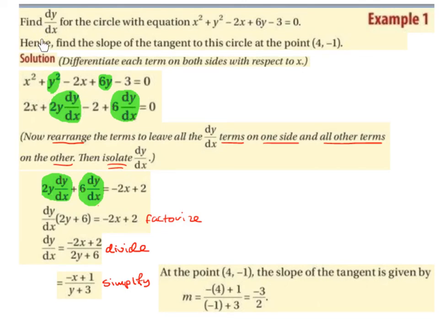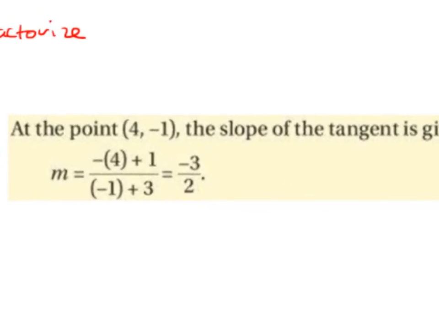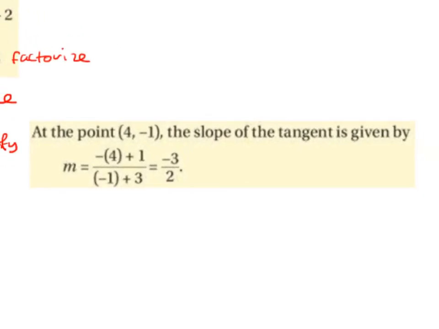Now, hence, we want to find the slope of the tangent to the circle at the point (4, -1). So we take our derivative, (minus x plus 1) over (y plus 3), and we sub in an x value of 4 and a y value of minus 1. So we get (minus 4 plus 1) over (minus 1 plus 3), which gives us minus 3 over 2. So the slope of the tangent at the point (4, -1) is minus 3 over 2.